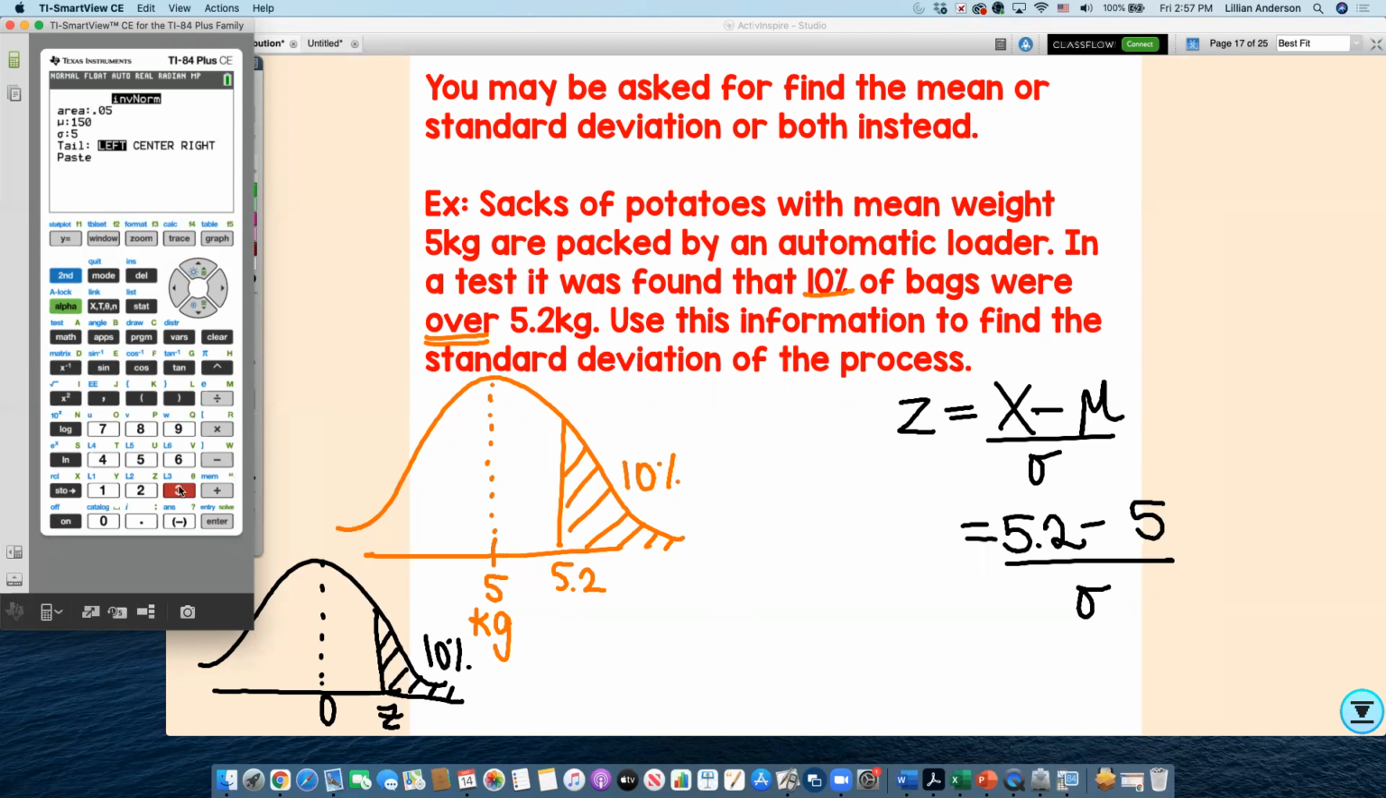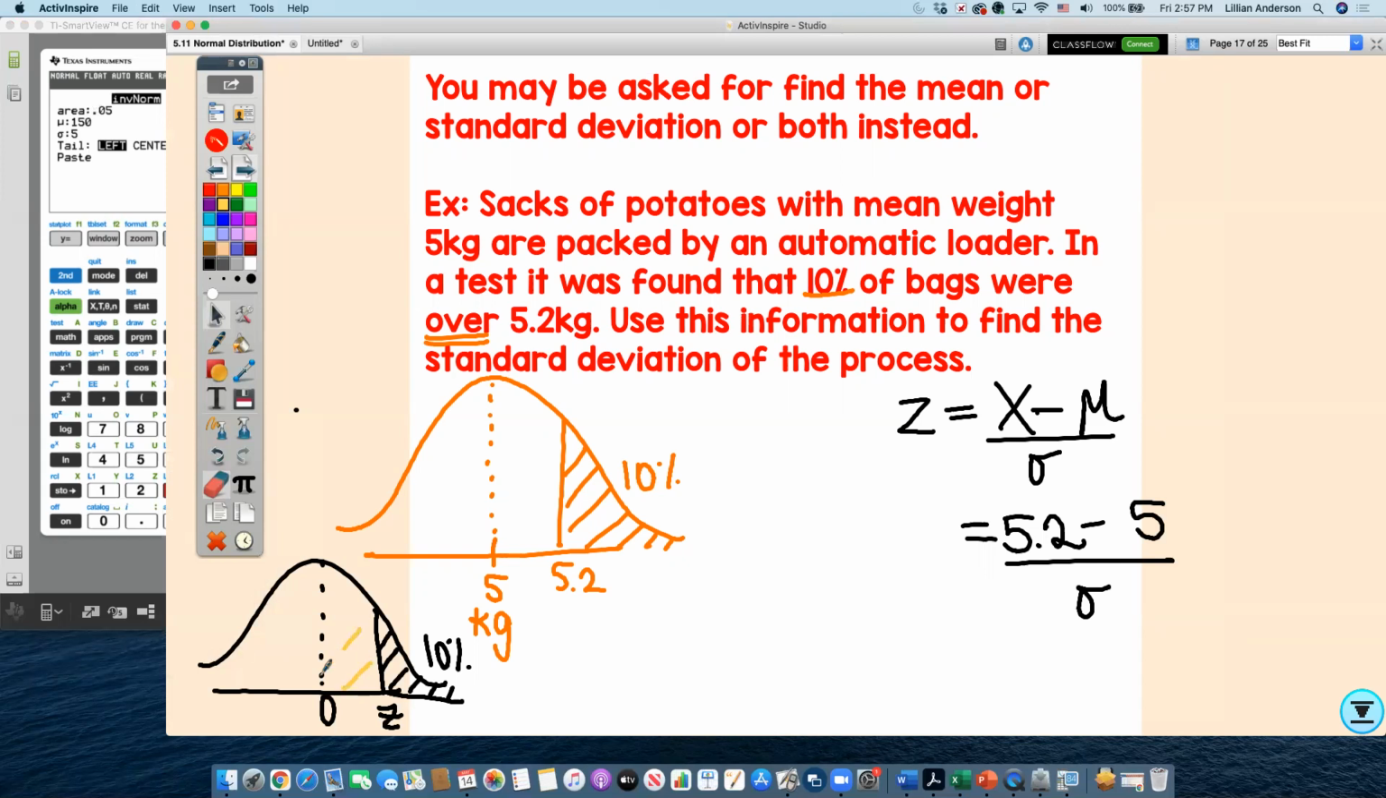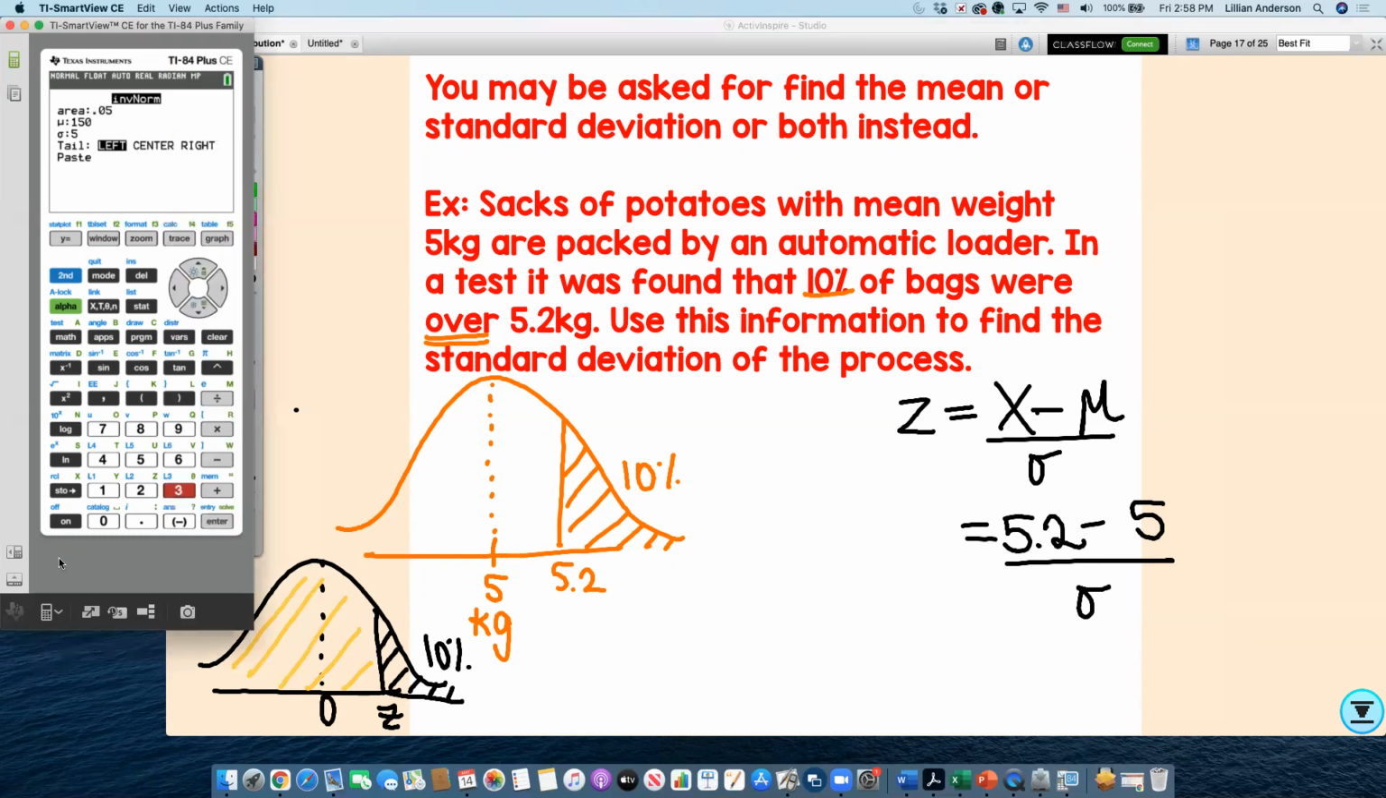Now, for the ones who don't have the tail feature, you cannot type in 0.10, because remember, your calculator automatically defaults to a left tail, the area that's shaded to the left. Right now, I don't have area shaded to the left, I have area shaded to the right. But what is this area that's to the left here? How much of the curve is that? 90%. So for any of the ones who do not have the tail feature, you have to type in 0.90. In other words, the complement of the area that's shaded to the right.